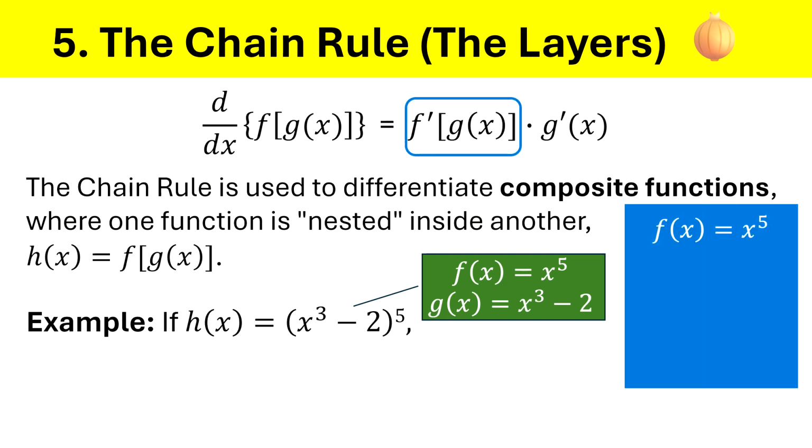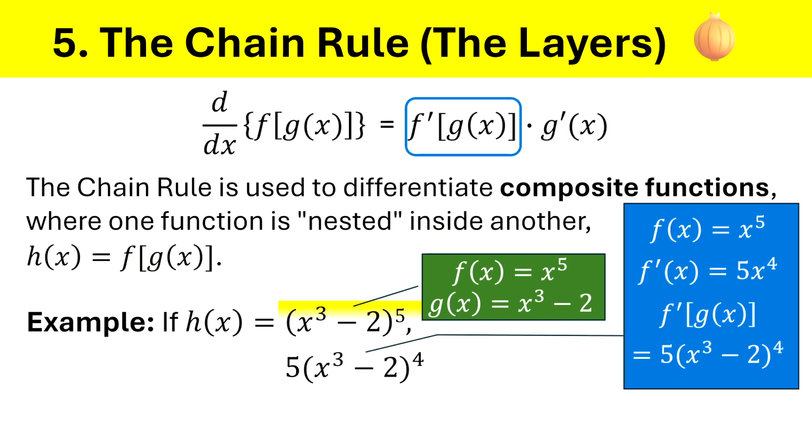Since f of x is x to the power of 5, its derivative is just 5x to the power of 4. But what you need is f prime of g of x, so you replace x with g of x to get 5 times the quantity x cubed minus 2, all to the power of 4. This is done. Compare these two expressions. Should be quite easy to do, right?